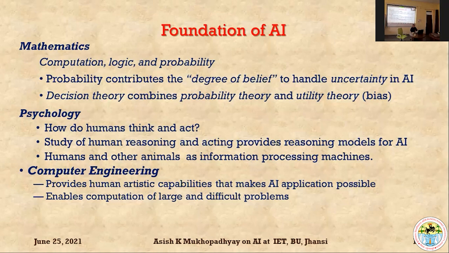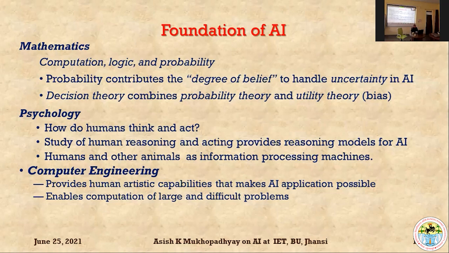Then the study of human reasoning and acting provides reasoning models for artificial intelligence. And we have to consider humans and other animals as information processing machines. Anything has some intelligence, not just a human being. We have seen the birds. How do they make a nest without intelligence? How can they do that?